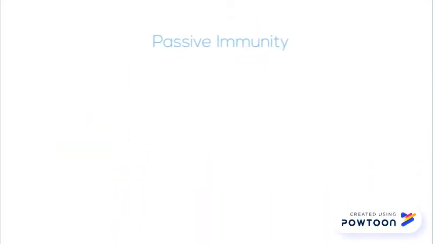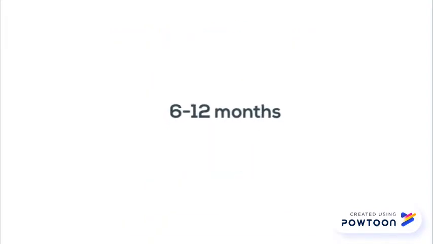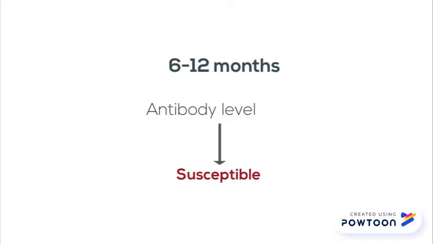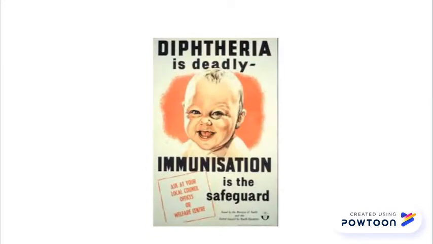In the womb, babies are protected as antibodies can pass through the placenta. However, between 6 and 12 months, the levels of antibodies significantly decrease. Therefore, vaccination against diphtheria must start at a very young age.